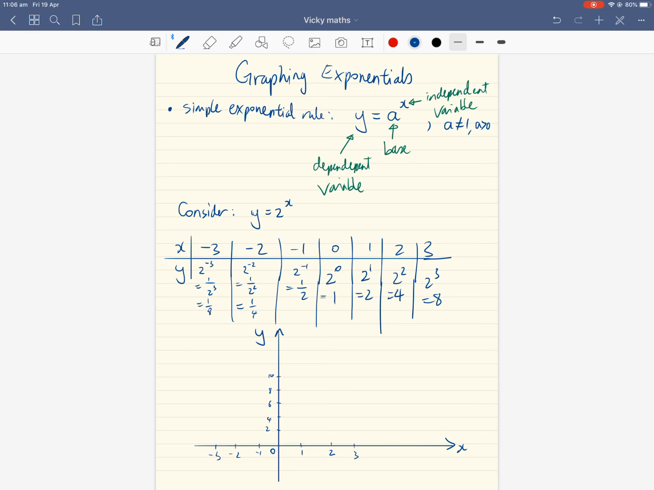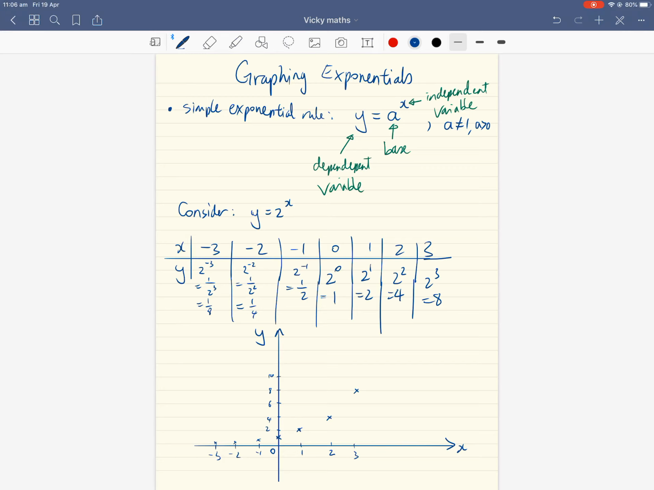So when x is -3, y is 1/8. So 1/8, so if 1 is there, 1/8 is very close to 0. So it's like there. -2, we get 1/4. Which is about there. -1, we get 1/2. At 0, we get 1. At 1 across, we get 2 up. 2 across, we get 4 up. 3 across, we get 8 up. So it's a curve that goes upwards.